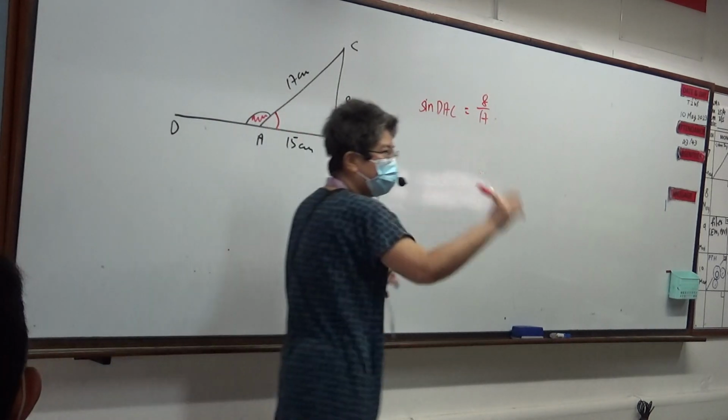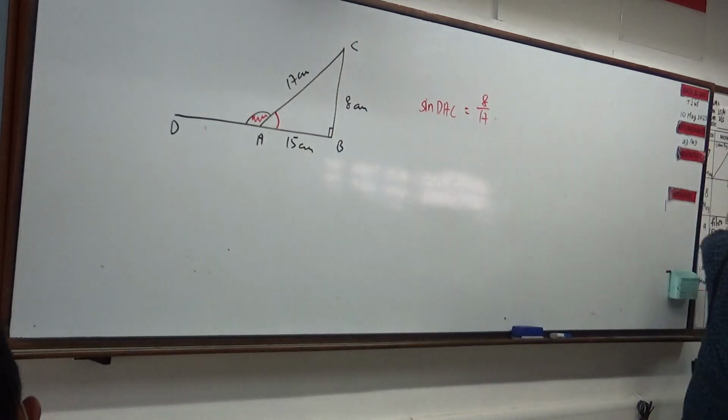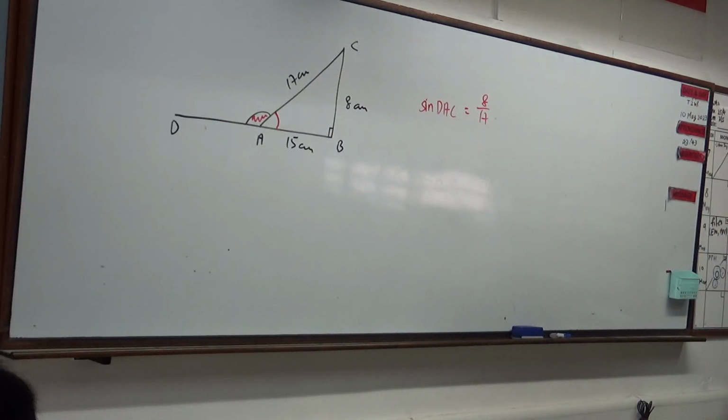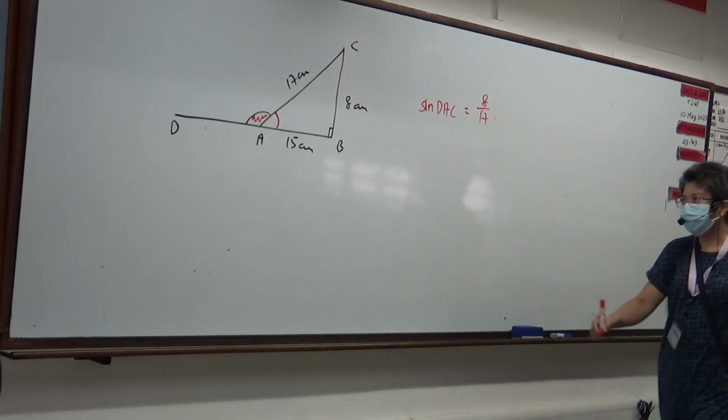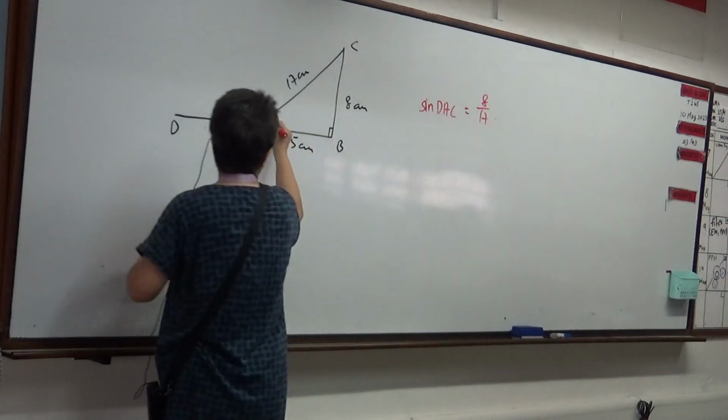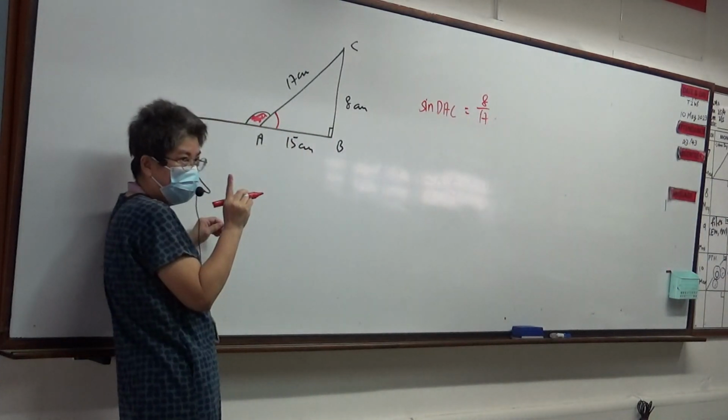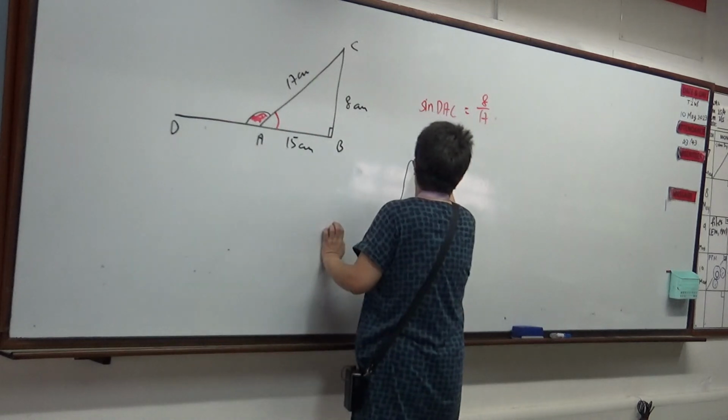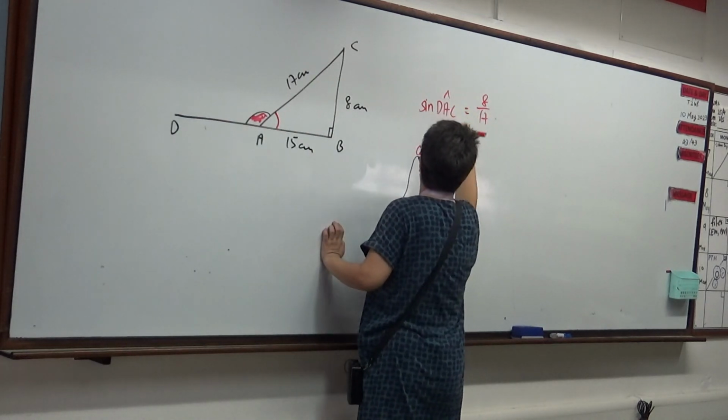Okay, look at the second part. What did they ask for? They want cosine BAC. Now, it's the same thing. They still want this angle, but they want cosine.